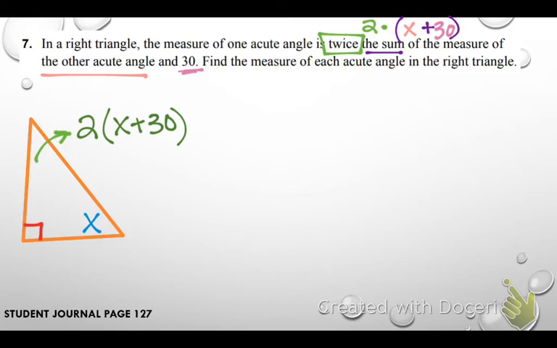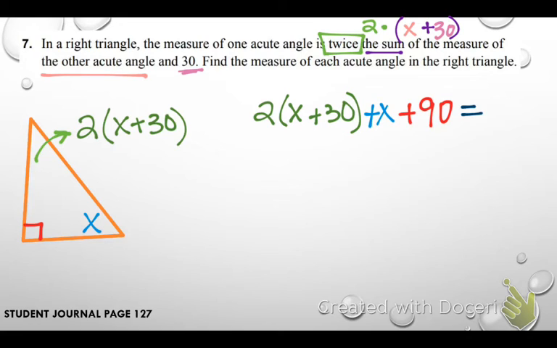What do you know about these 3 angles in a triangle? They all add up to 180. How many angles add up to 180? 3. 3 of them. So a lot of people, they're like, yeah, I got 2 times x plus 30. Okay, and then I got x. I'm good with that. But what did I forget? 90. I need to add in 90, and it will equal 180. You need to make sure you have all 3 angles add up and equal 180.